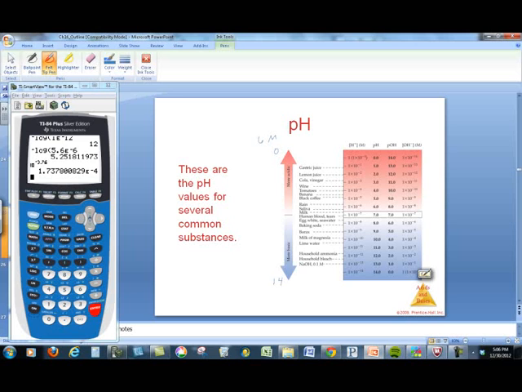Okay, so we have a lot of stuff you can recognize from your home: lemon juice, cola, gastric juice, all acidic, right? And on the basic side, you have things like bleach and caustic soda. Okay, so the higher the number, the higher the pH, the more basic. The lower, the more acidic.